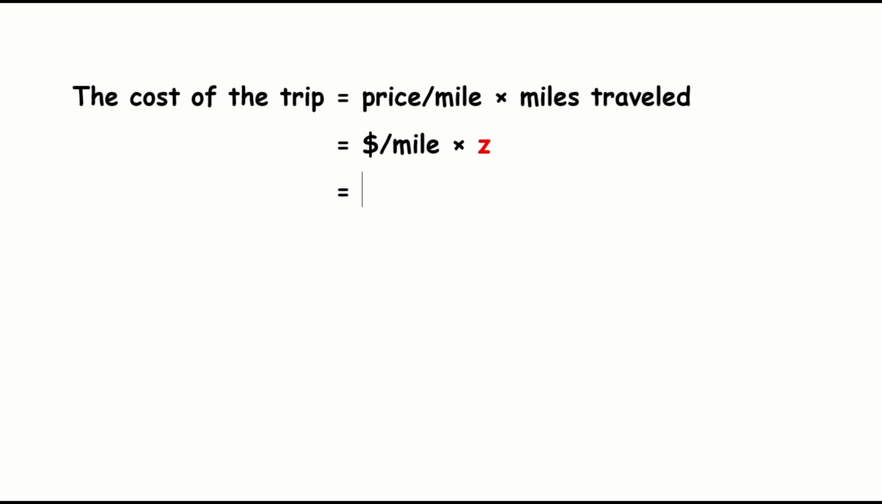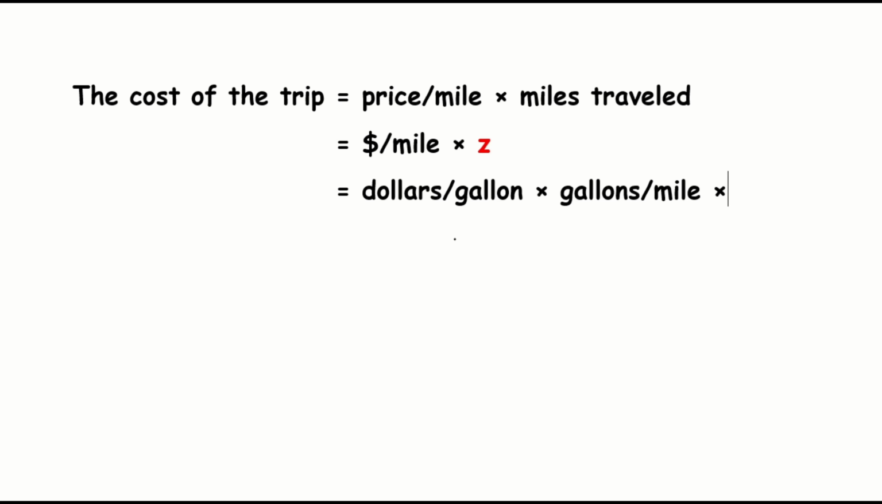So we have dollars per mile times Z. Now, is there any other way we can write the dollars per mile? We can see that the dollars per mile is equal to the dollars per gallon times the gallons per mile. And then we just multiply by Z.